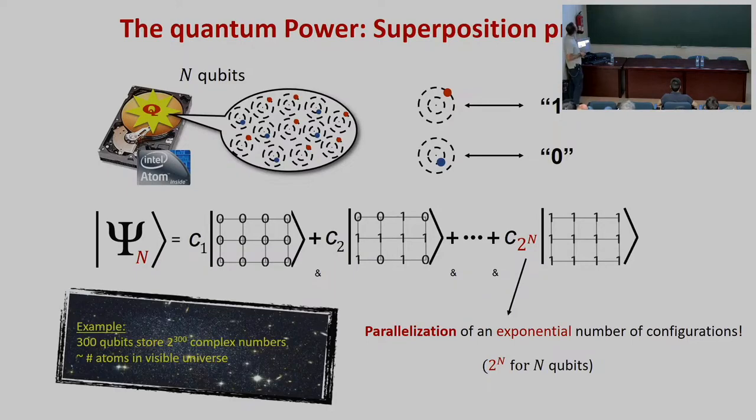And for example, if you could have 300 qubits in the quantum hard disk, you can store 2 to the 300 complex numbers, which is on the order of the number of atoms in the visible universe. So this is the quantum power that is there.